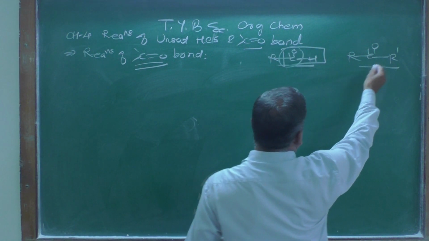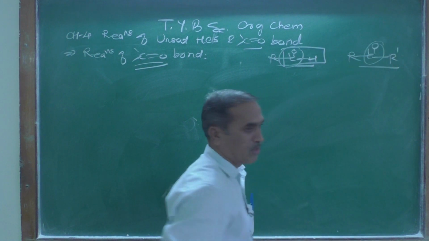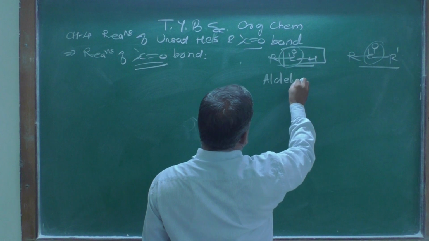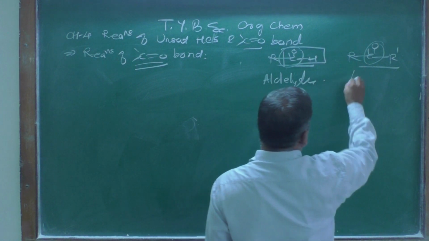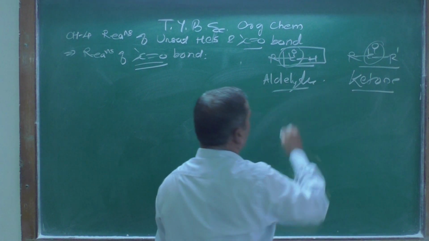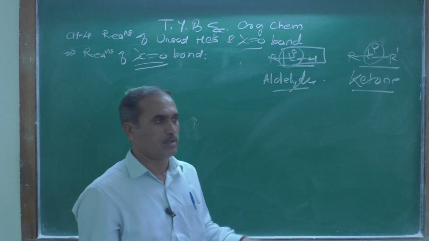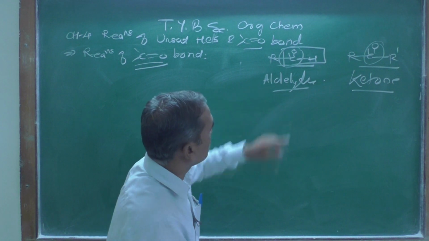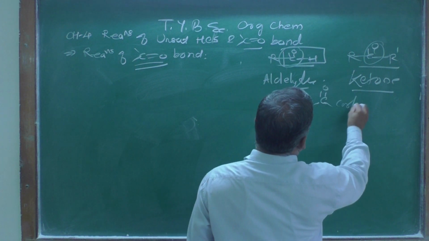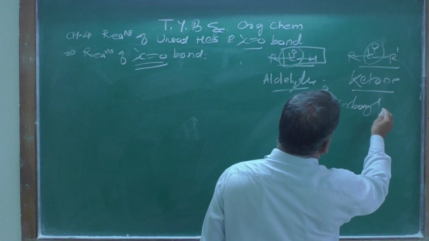This C double bond O, and here also a C double bond O, but this one is called an aldehyde, and this one is called a ketone, right? This is a ketone, this is an aldehyde. The common thing present between those is the C double bond O. This is a carbonyl group.